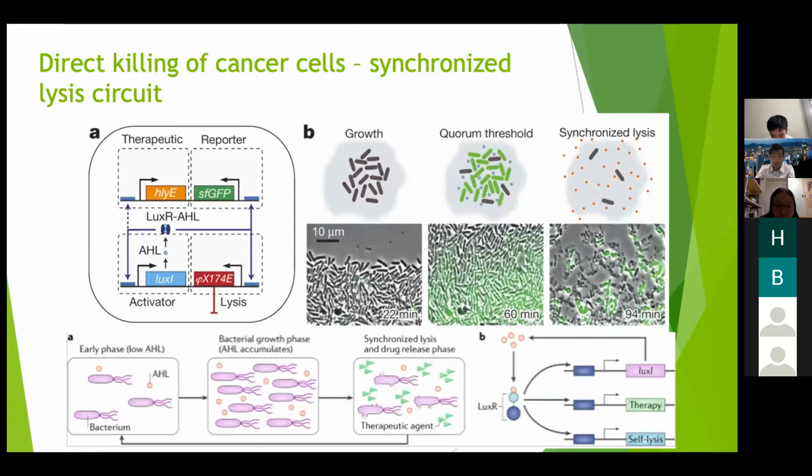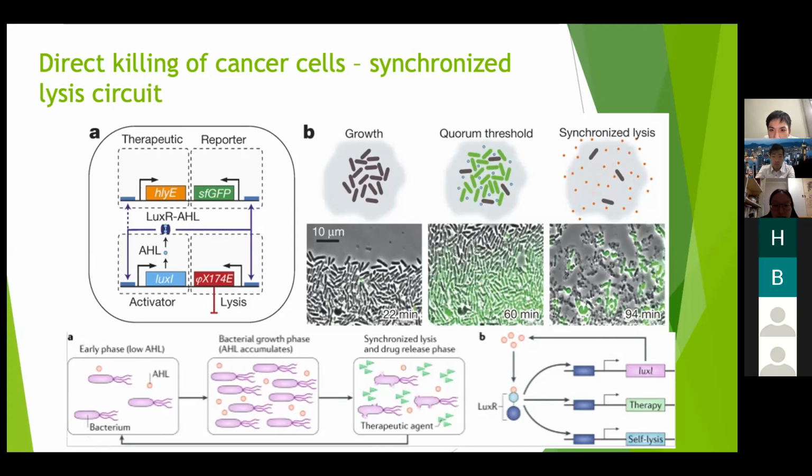So this is the first example, the synchronized lysis circuit. The bacteria was modified to produce anti-cancer drugs. And the Salmonella bacteria was also designed to burst when they reach a certain population density. At the end of each cycle, a small percentage of bacteria will remain alive, and they will continue to grow to replenish the colony. Then the kill switch will be triggered again when the bacteria reaches a certain density, so the drugs can be released periodically.